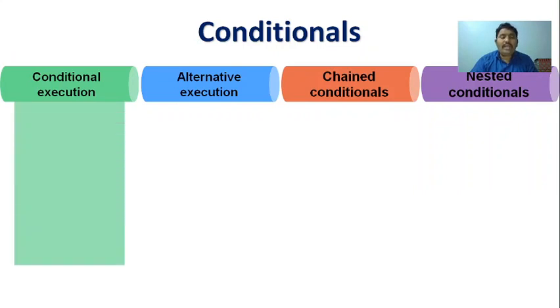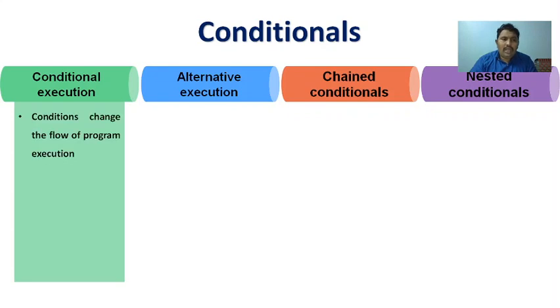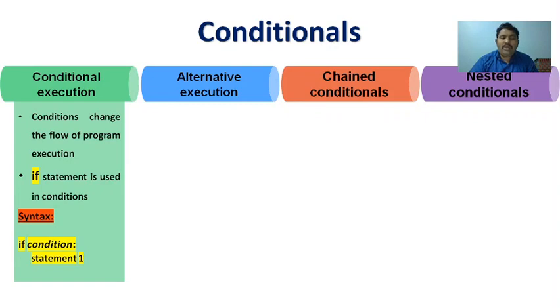The next topic is conditionals. A condition will change the flow of the program. What are the conditions which change the flow of the program? If statements are used in conditions, and they change the way the program is executed. The syntax is: if condition and colon, and after that the statement we need to execute after the condition. So this is how we can use the if statement. Already you know this from your C programming language, I think.